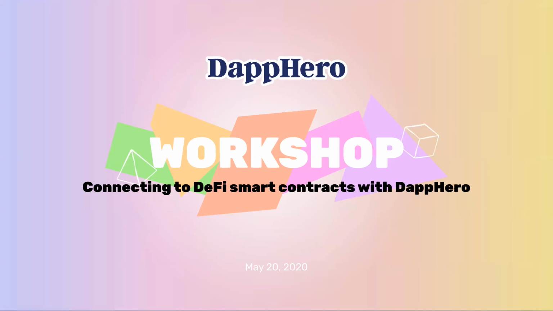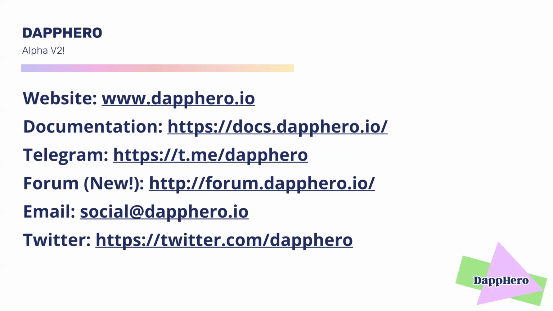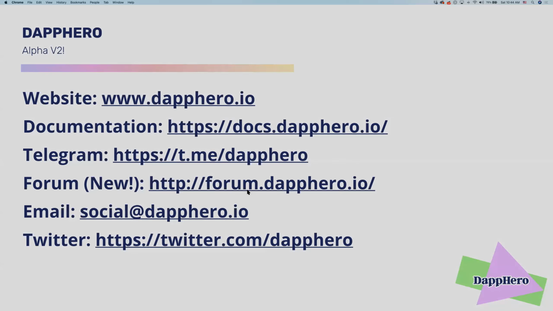All right, so DappHero, the workshop, connecting to DeFi smart contracts with DappHero. So these are some resources to keep track of. We have our website, a documentation site. We also have a Telegram. We have a forum, which is new, so there's not much there, but I'm going to be trying to move discussions into the forum so that questions that get answered can be used by other people to help them. We have an email, which is social@dapphero.io. I'm trying to use that more. And a Twitter.